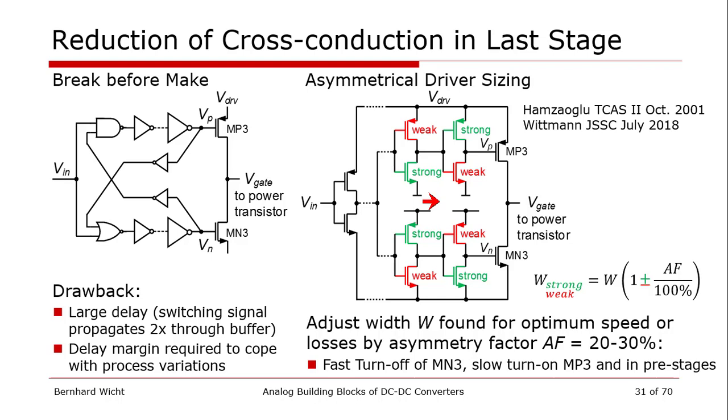And then we increase and decrease the driver strengths, make it weak and strong, so that we always have a strong turn off and a weak turn on. And with that, we get always some delay in between turn off and turn on, and that's our dead time that we add here to reduce the cross-conduction effect. So, and the typical weak-strong sizing, I call it asymmetry factor, is in the range of 20 to 30%. So we offset our nominal value by that percentage, and everything works.